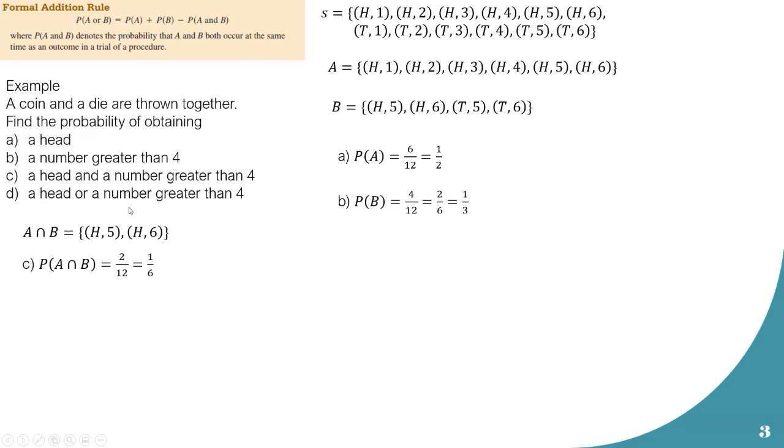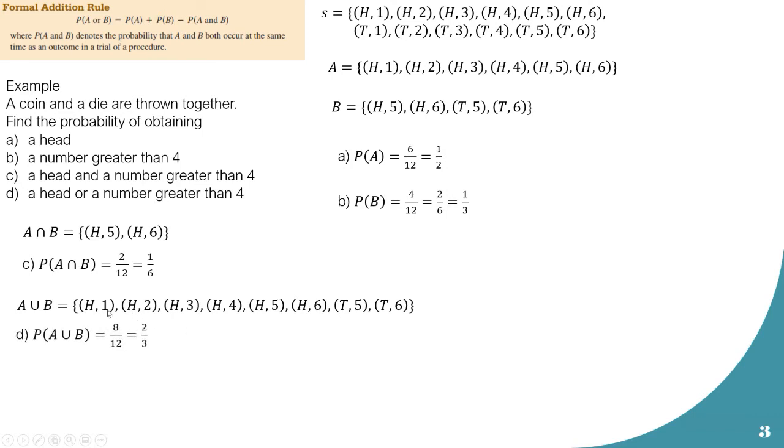And getting a head or a number greater than 4. So in this case, we want the union of these two sets. And then what's the cardinality of this union? Well, it's 8. Notice there are 8 members here. So the probability then of getting a head or a number greater than 4 is 2/3. So take your time and make sure you understand this. After a while, these problems are going to get difficult and you're not going to be able to, as people like to say, common sense the problem. You're going to have to really understand and apply these principles.